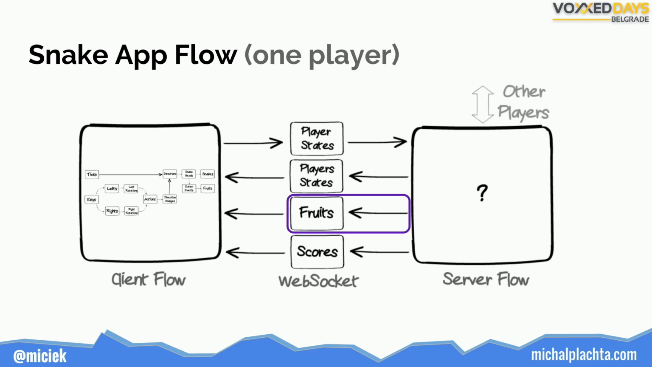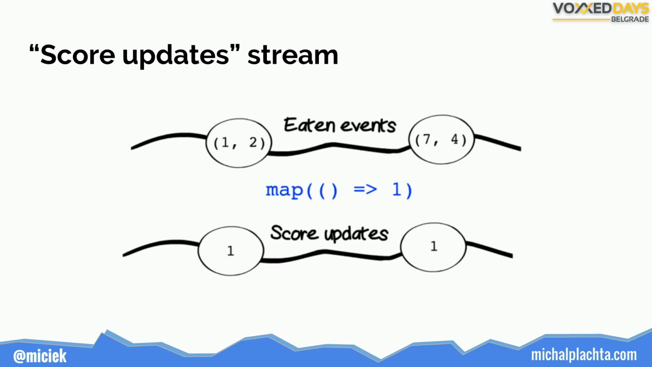Fruits are done. Now let's move to the scores. We can reuse eaten events again and map over it with a function which always returns 1, and we get a score update stream. What the score update stream has is a value. Each time the value should change, it has the int value that we need to add to the score, right? So it's 1, and every time the player snake eats a fruit, we have a value of 1 in the stream. What can we do with it?